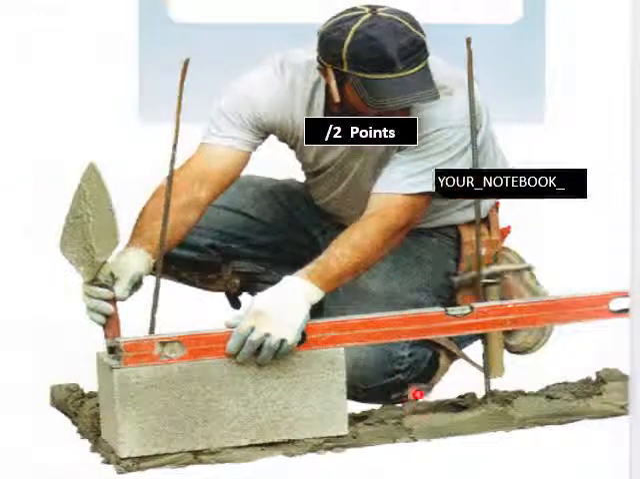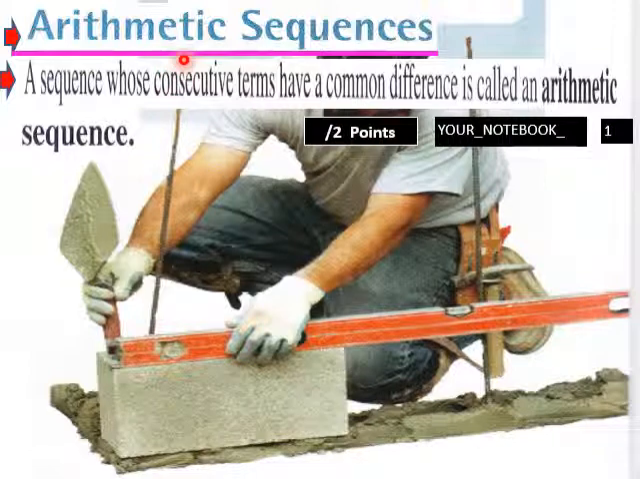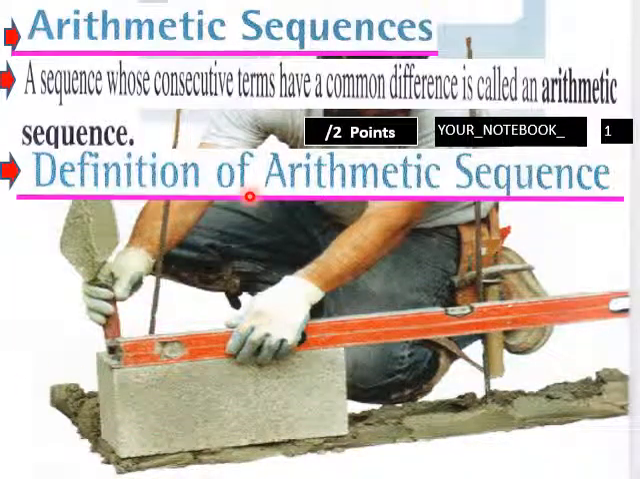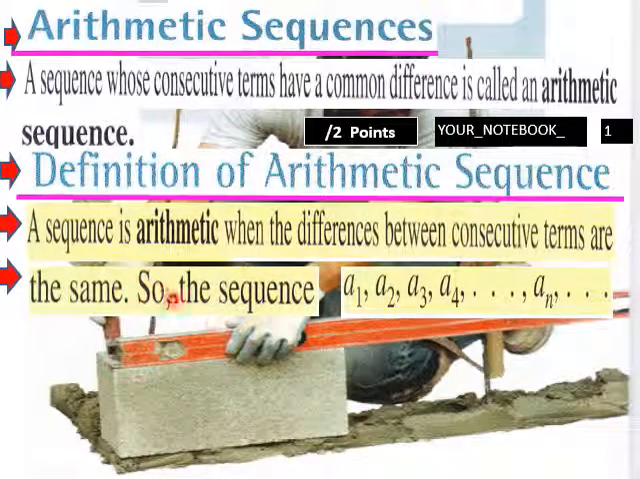To today's lesson, we go right into the notebook here. Arithmetic sequences. A sequence whose consecutive terms have a common difference is called an arithmetic sequence. So the definition of an arithmetic sequence: a sequence is arithmetic when the differences between consecutive terms are the same.